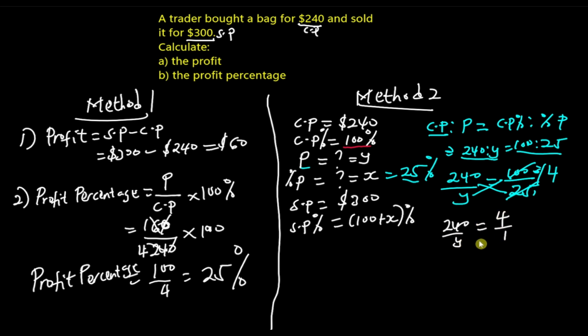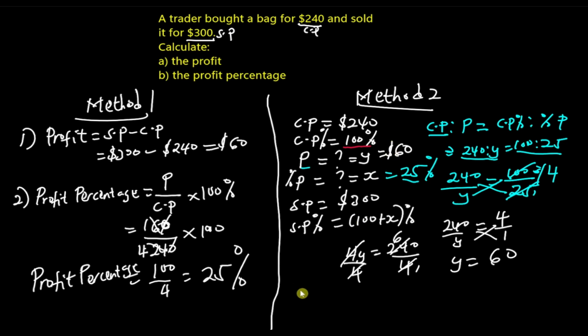Now we just do cross multiplication. So we have 4y, which is equal to 240. Now we divide both sides by 4. 4 cancels out. Now 4 into 24 is 6. So y equal to 60. Now this 60 is the profit. So $60. Now you could just write your final answers as A.